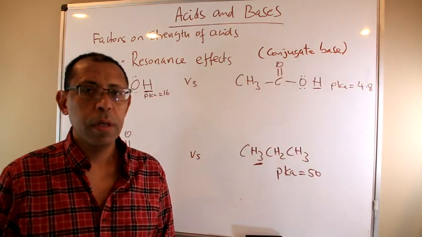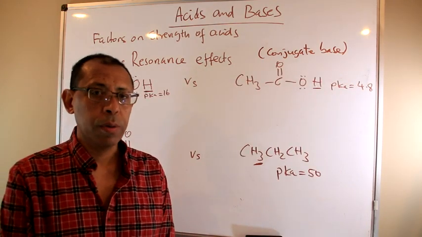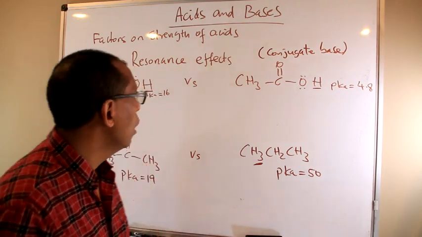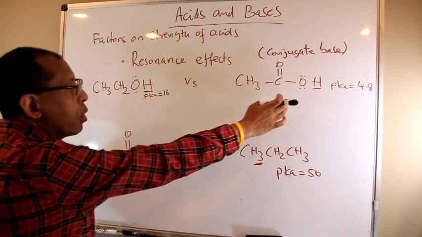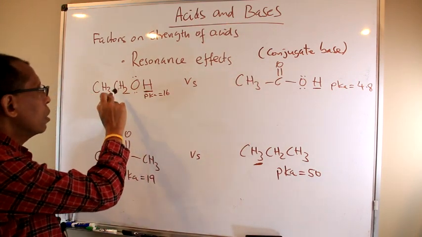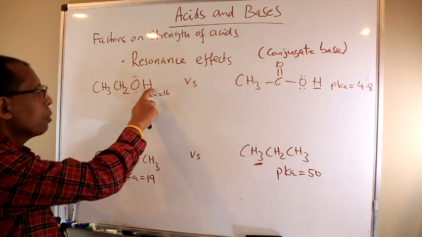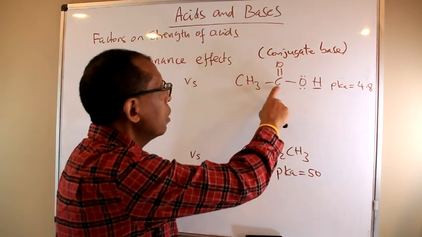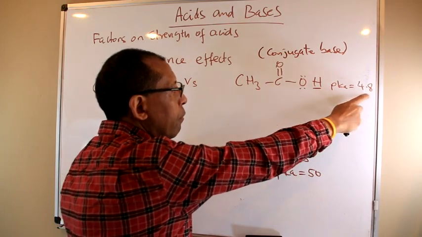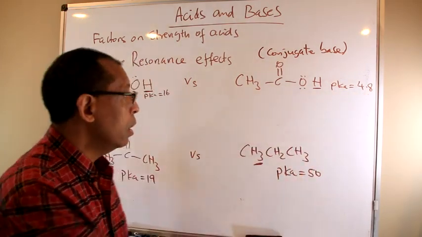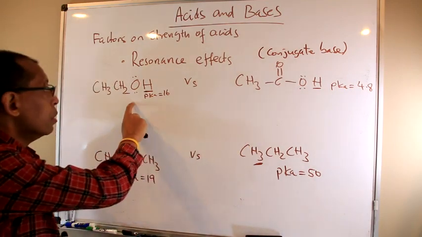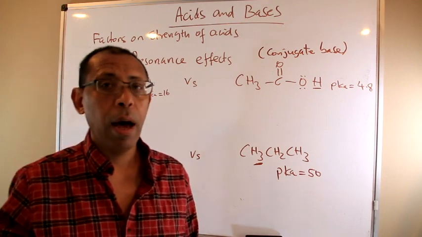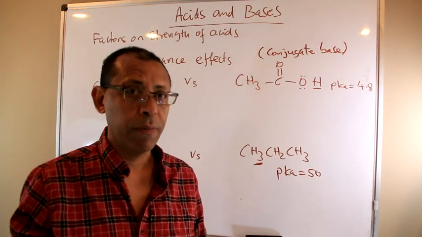We'll continue. Continuing our discussion on resonance effects, I will demonstrate this effect with some examples. If you just look at these 2 compounds, you have CH3CH2OH. That proton has a pKa of 16. And if you see CH3COOH, it has a pKa of 4.8. Obviously, this is more acidic than this compound, based on the pKa values. But how do they differ in the resonance effects?